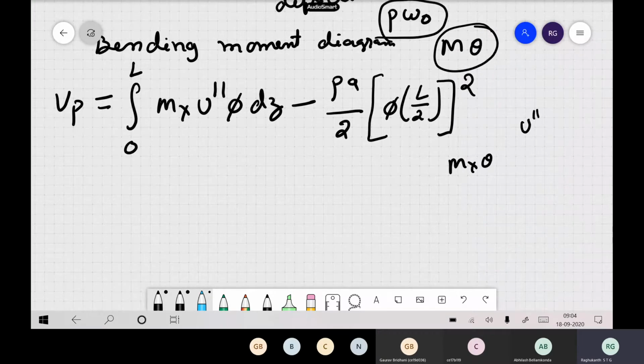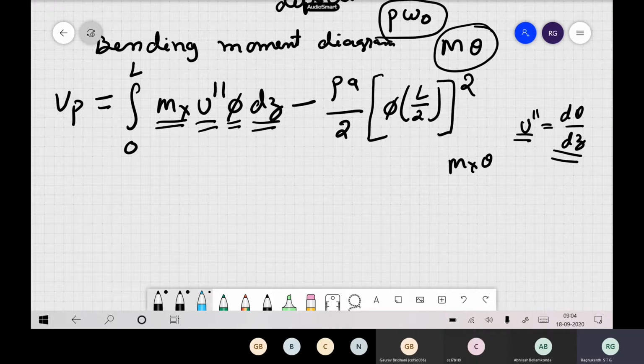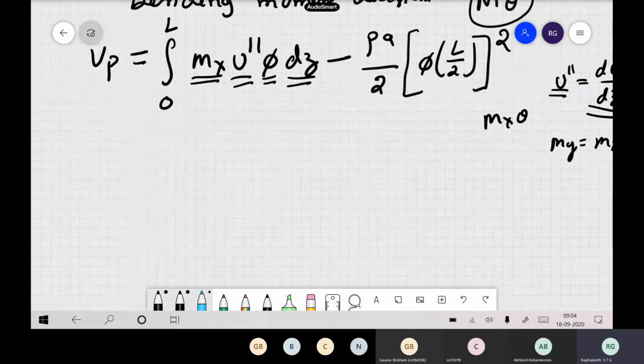This is nothing but your curvature, which is d theta by dz. So you can write d theta as u double dash into dz. This is your rotation, whereas the quantity Mx into phi comes from that My. Previous class we already wrote Mx into phi. This is our bending moment, and this is the work done by the load itself.